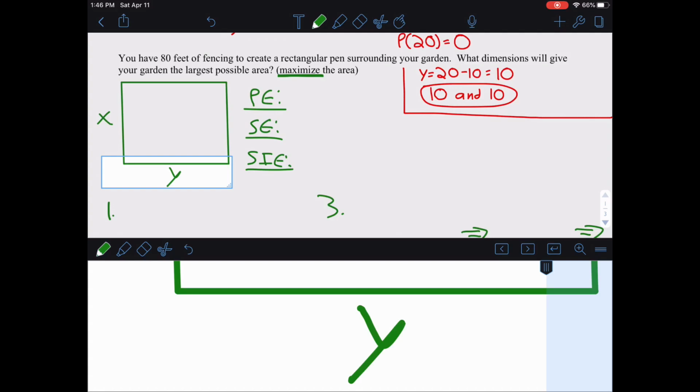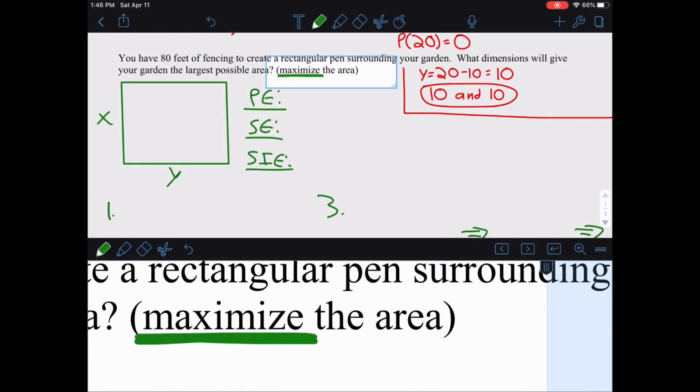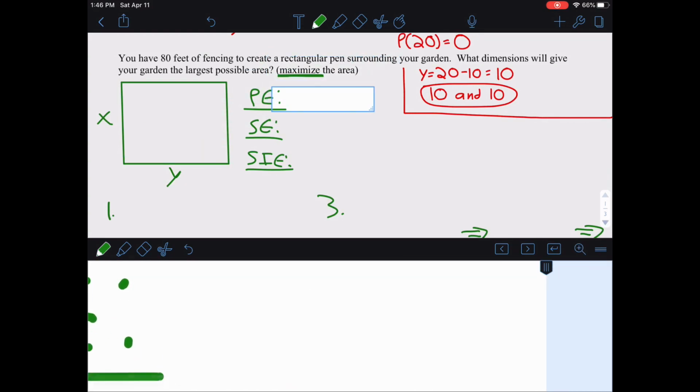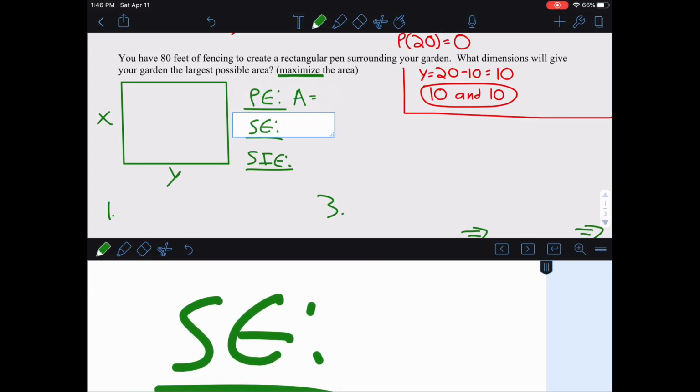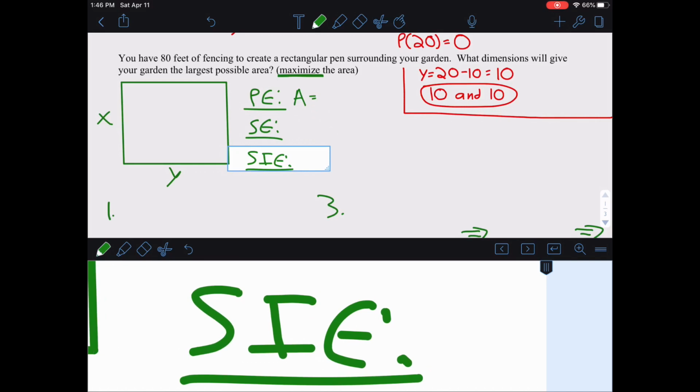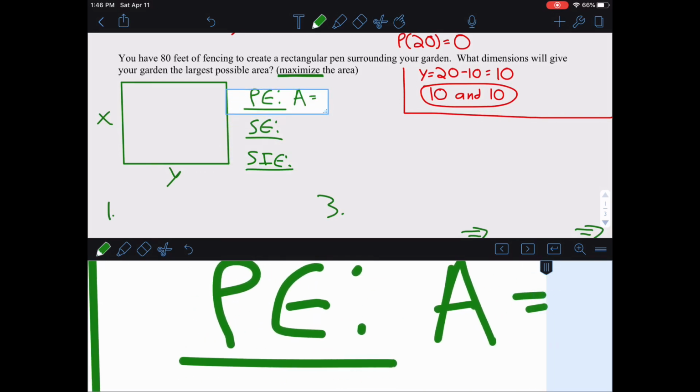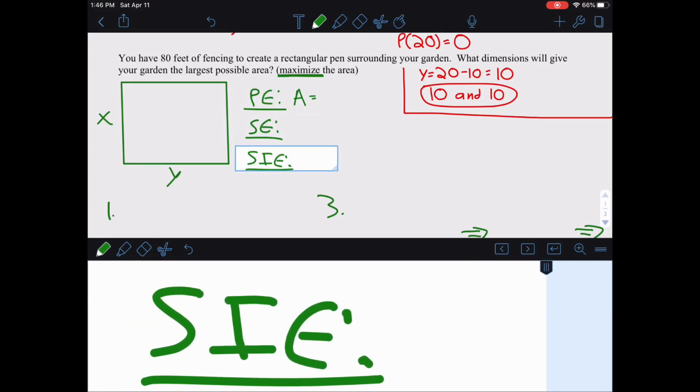What does X represent in your work? What does Y represent in your work? Okay, because that's gonna make a huge difference. Okay, my goal is to maximize the area. So I'm gonna call the area the letter A, right? And also in the future, I'm gonna be using these shorthand initials here for primary equations, secondary equations, and single independent equations. So we're never gonna write out the full things like we did above, the full labels.